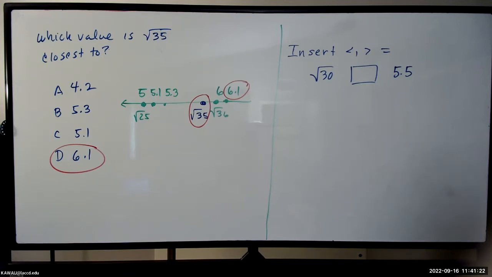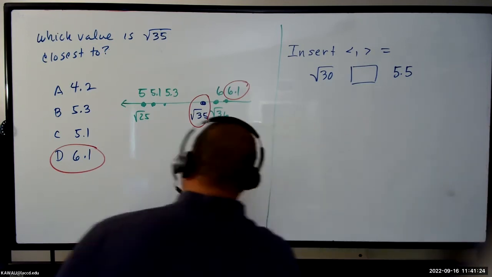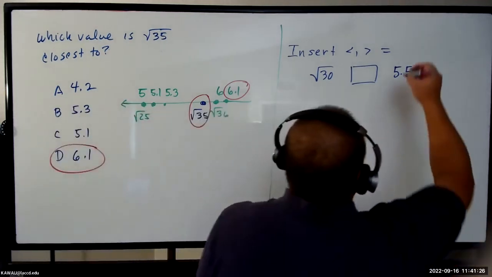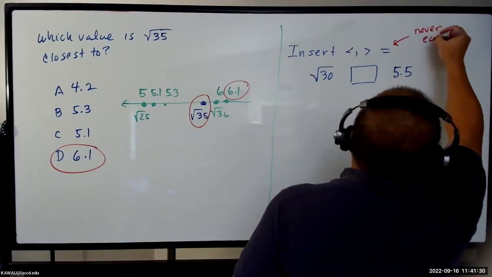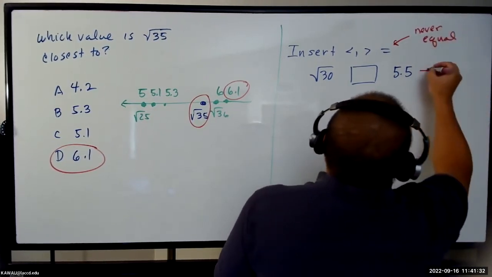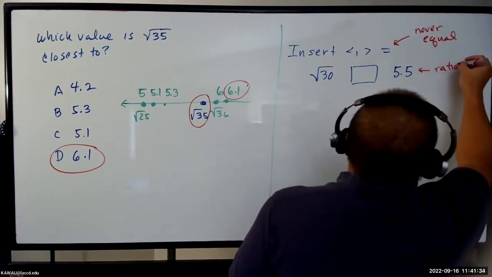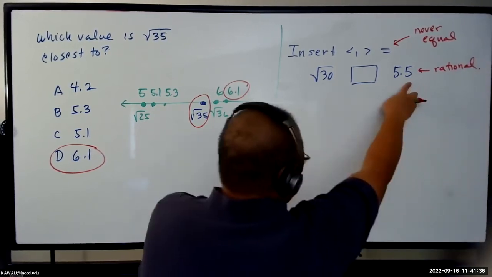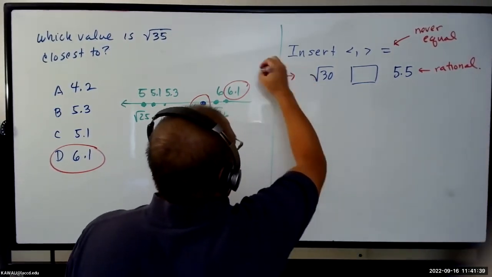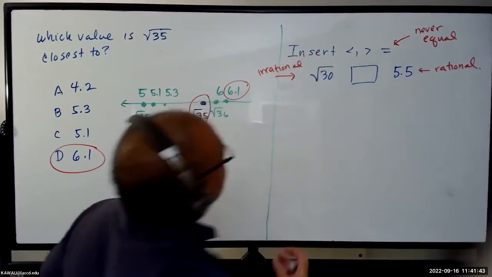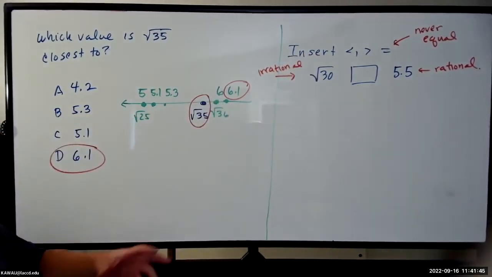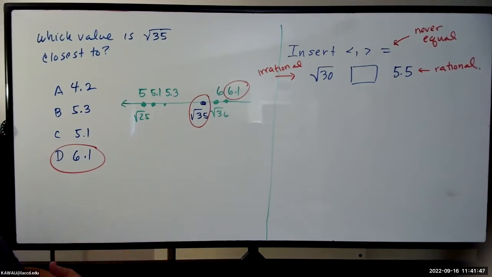Now understand that this will never be equal, because this is rational. It stops. This is irrational. So no matter what, it will be less than or greater than.